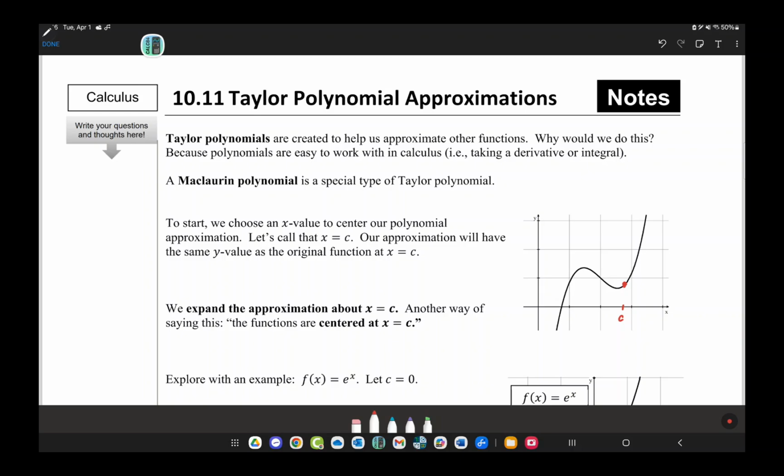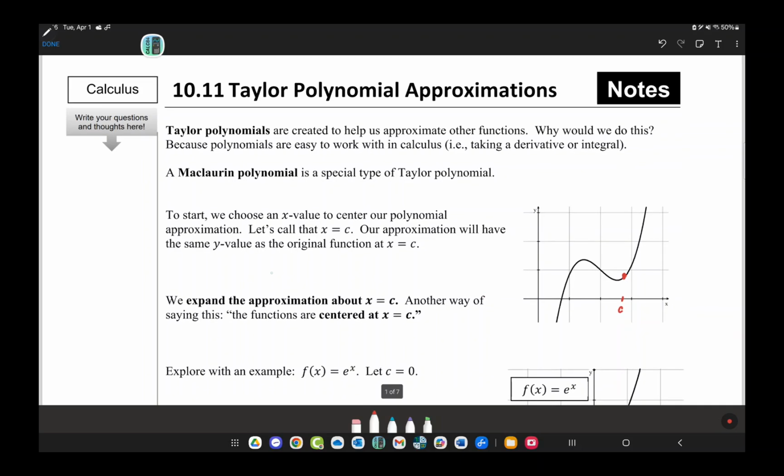Our approximation will have the same y value as the original function at c. So we want to write that f of c, which is our function, is going to be the same as our polynomial approximation of c. We're going to use p as our polynomial approximation. Now we're going to expand the approximation around x equals c. Another way of saying this is the functions are centered at x equals c.